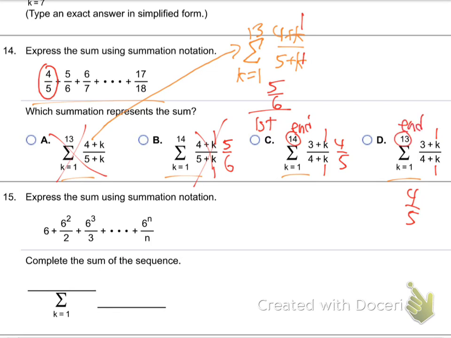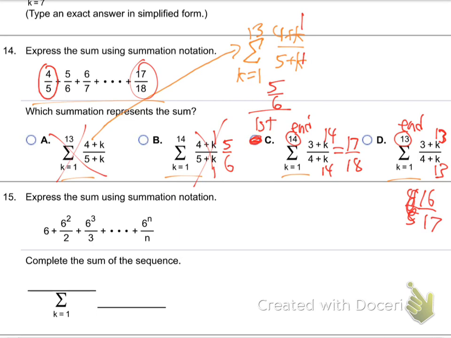Which is appropriate? Well, if you plug in 14 here, you get what? 3 plus 14? 17 over 18. Is that where you're supposed to end? Yeah. C it is. D, if you plugged in 13, you'd get what? 16/17. That's not right. It's supposed to end at 17/18. That's easy enough, right? Just getting used to the language.